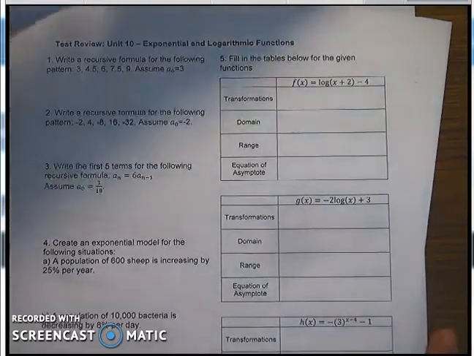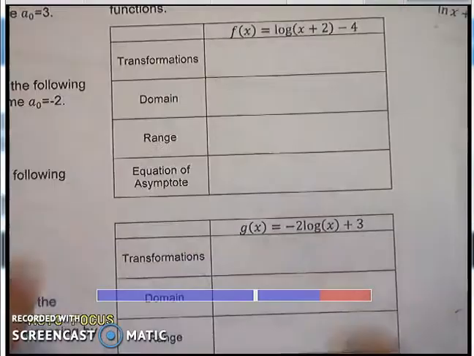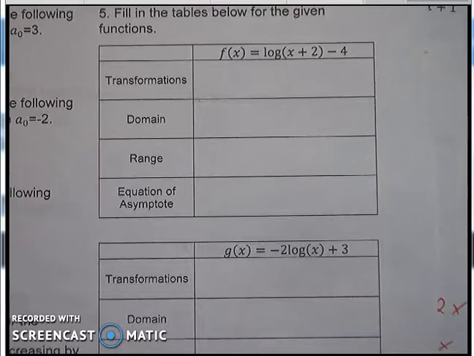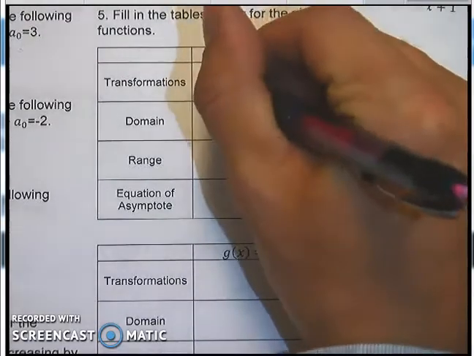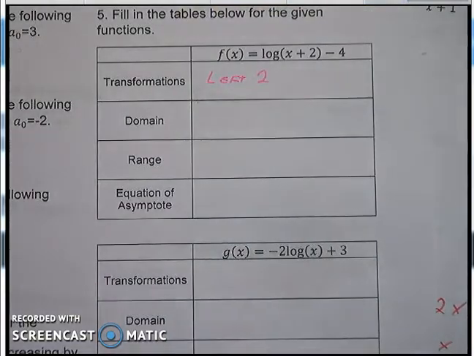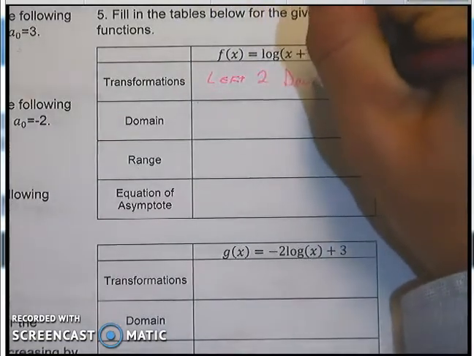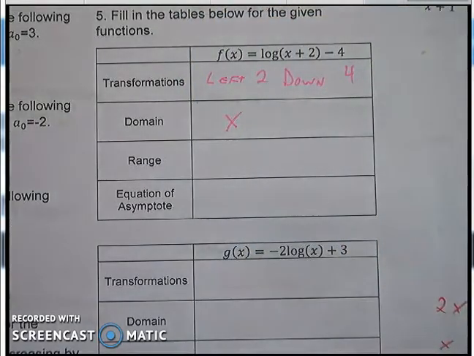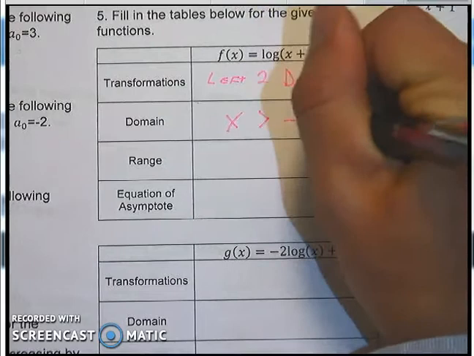So number 5 on the test review here, we're looking for the transformations of f of x equals log base 10 of x plus 2 minus 4. Transformations here, that plus 2 means it goes left 2, and that minus 4 means it goes down 4. So the domain of a logarithm is normally x's greater than 0, but you can see that this thing has been shifted left 2, and since that's the case, the domain has also been shifted left 2, so now instead of being greater than 0, x is greater than negative 2.